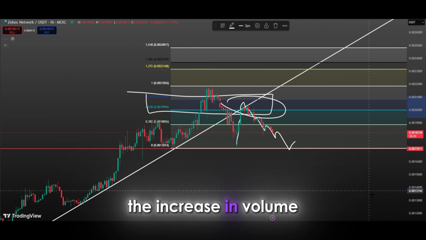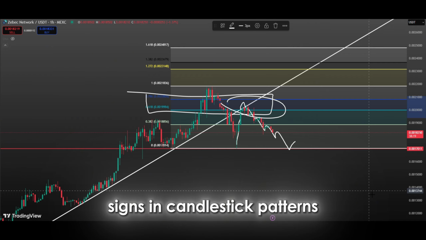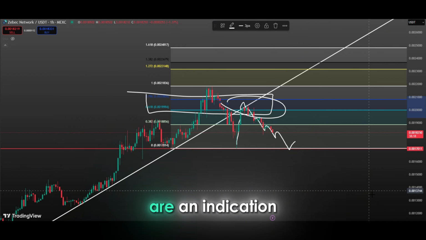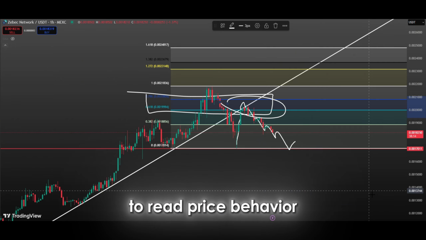The increase in volume and the reversal signs in candlestick patterns, especially at such levels, are an indication of the importance of these areas in the market. This example on the chart also reminds us how important it is to read price behavior.